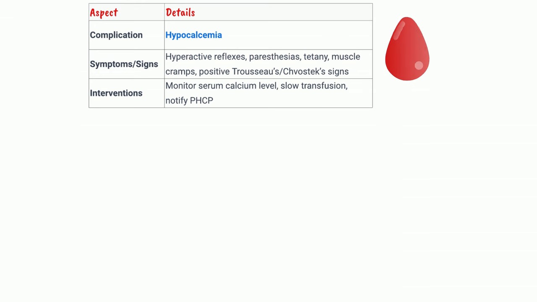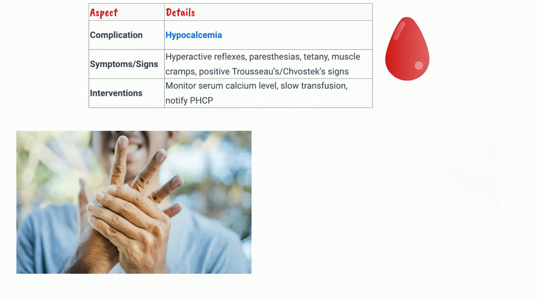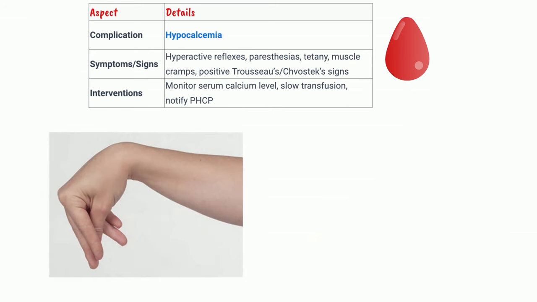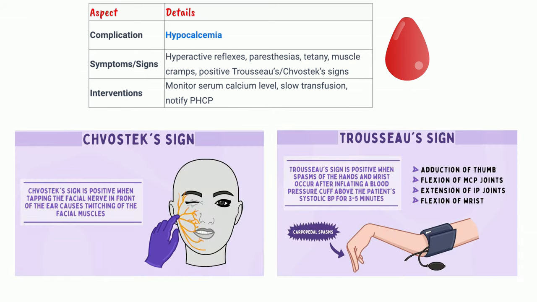Electrolyte imbalances like hypocalcemia and hyperkalemia are significant. Hypocalcemia is more likely to occur in massive transfusions or in patients with liver dysfunction, as the liver is responsible for metabolizing citrate. Key signs are hyperactive reflexes, muscle cramps, and positive Trousseau and Chvostek signs. Monitor serum levels closely and adjust the transfusion rate as needed to manage these conditions effectively.